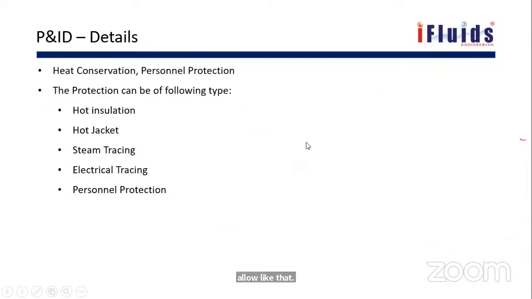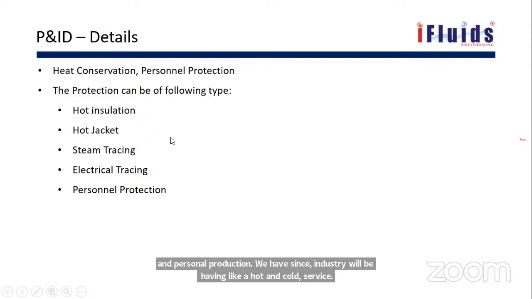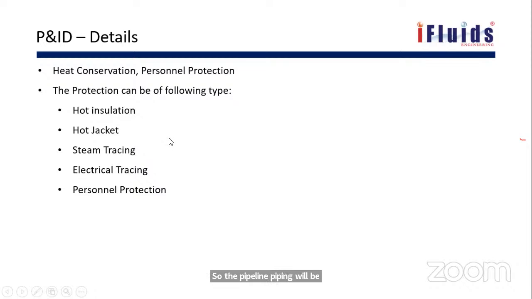Okay, then next, in the P&ID there will be heat conservation and personal protection. Since the industry will be having hot and cold service, the piping and equipment will all need to be insulated. Insulated means covered, so that no personnel or environment, like birds, can go and sit on it and touch it and get injured. Both hot and cold are there, so to avoid that, insulation will be provided.